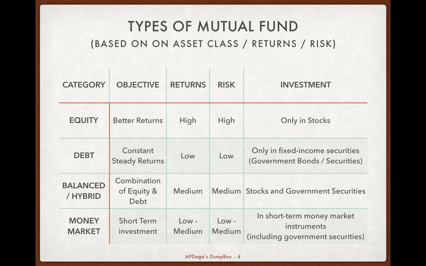So there are different types of mutual fund based on its risk and returns: equity, debt, balanced, hybrid and money market. So equity means your money gets invested into stocks. In debt, your amount gets invested into government bonds, securities. In balanced, it is a combination of equity and debt, let's say 60-40%. And money market, your money gets invested into government securities and some other stuff.